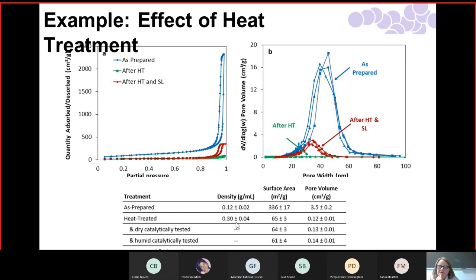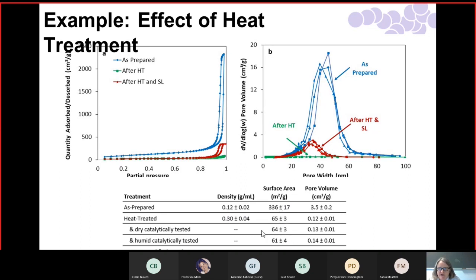What also happens, so you can see here for the as prepared, has a higher slope than the others, and it has a surface area of about 330. Once I heat treat it, my surface area decreases a lot. Still good though for a catalyst.